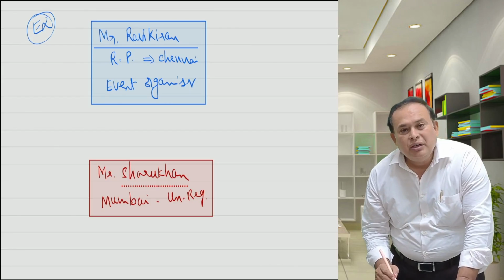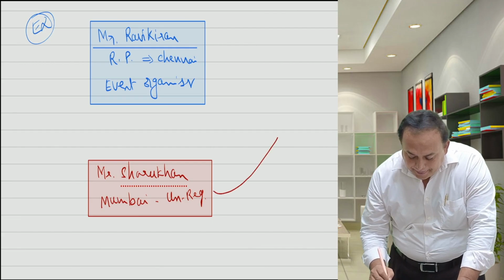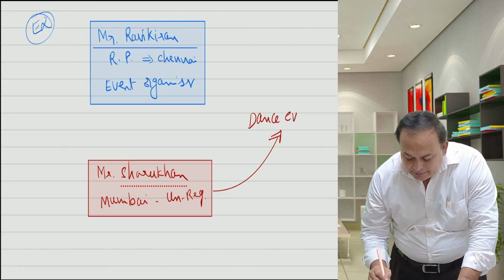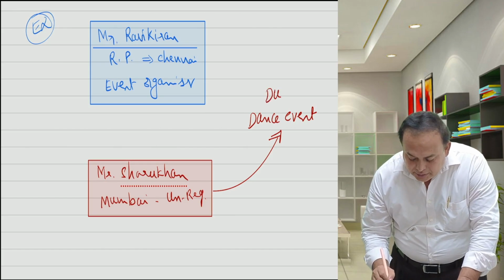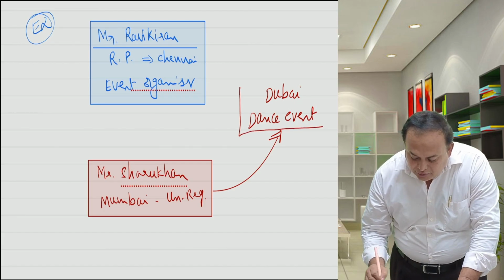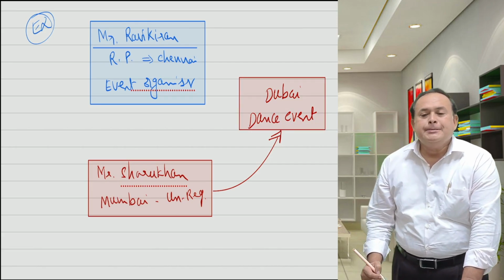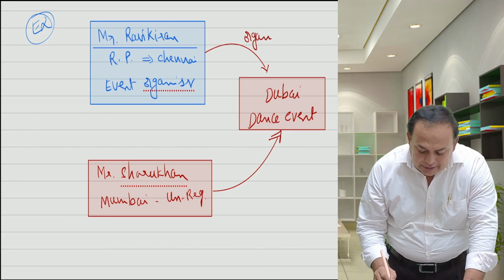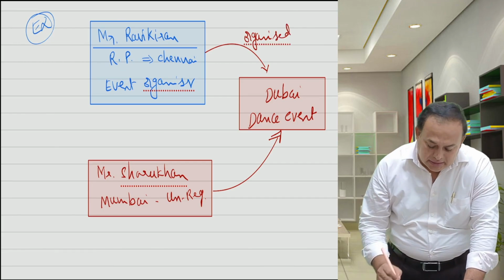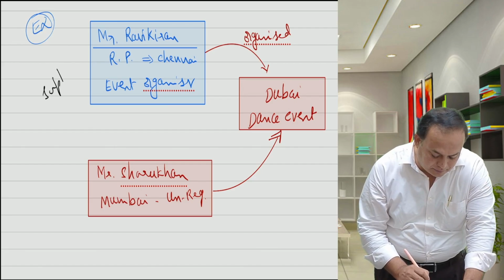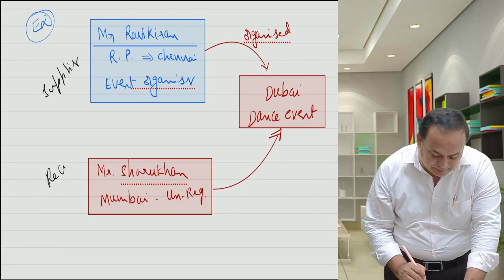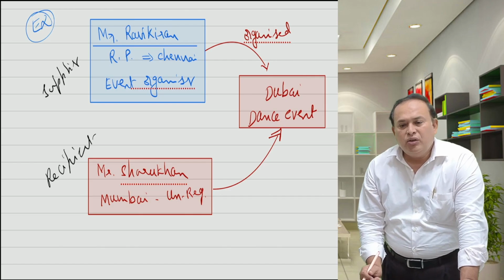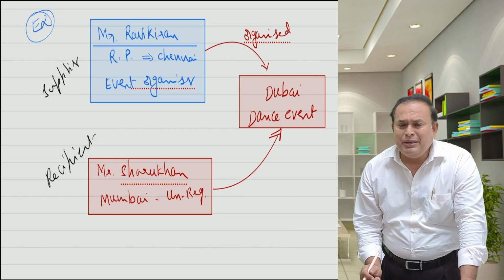He wanted to have one particular dance event in Dubai. He wants to conduct the dance event in Dubai. Ravi Kiran is the organizer, supplier of service. Shah Rukh Khan is the recipient of service. Dance event is organized. Supplier from Chennai, recipient from Mumbai.